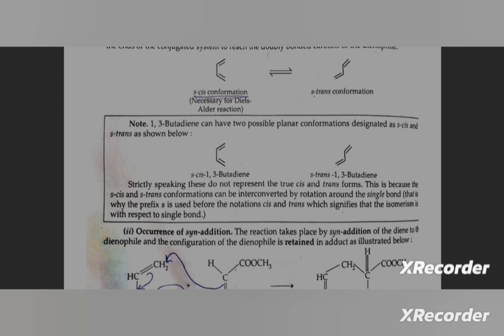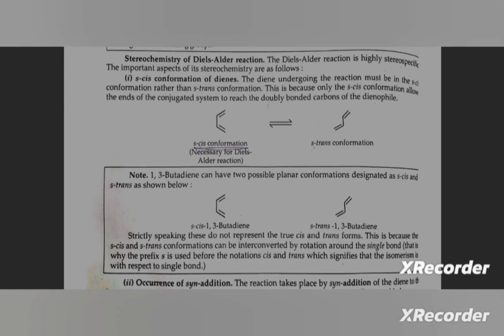Stereochemistry of Diels-Alder reaction. The Diels-Alder reaction is highly stereospecific. The important aspects of this stereochemistry are as follows. First, S-cis conformation of dienes. The diene undergoing the reaction must be in S-cis conformation rather than S-trans conformation. This is because only the S-cis conformation allows the ends of the conjugated system to reach the double-bonded carbons of the dienophile.